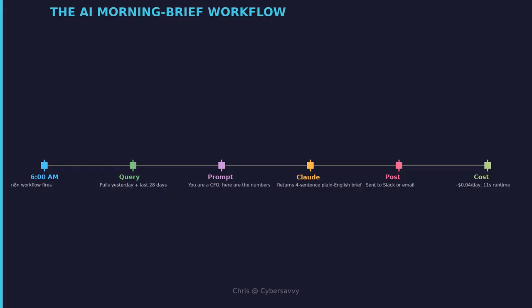Once you have this running, you can layer on more agents. A sales agent that reviews pipeline stalls, a marketing agent that compares spend to lifetime value, a customer success agent that flags churn risk. Each one is the same pattern: query, prompt, post. Let me show you 3 real dashboards I have built for clients.